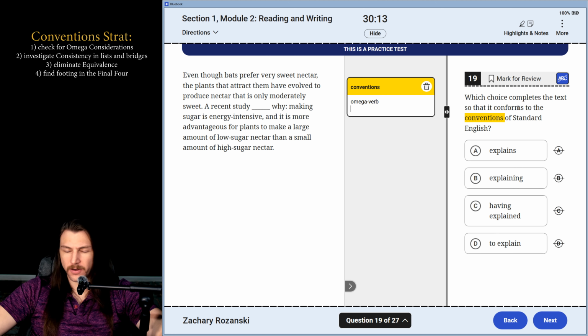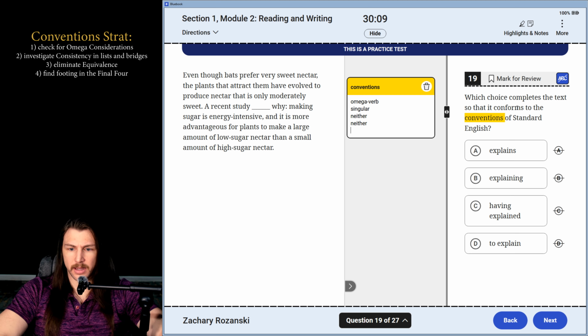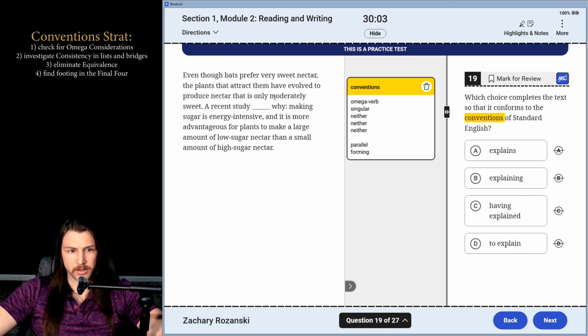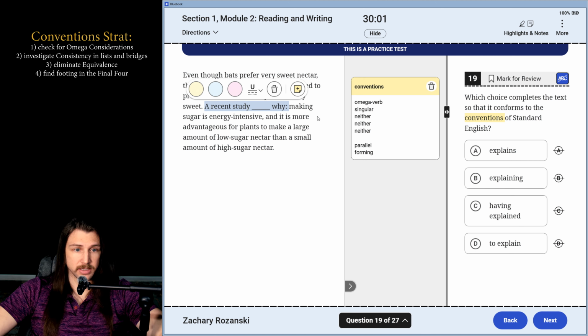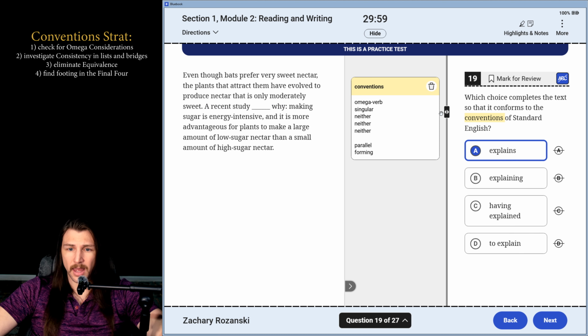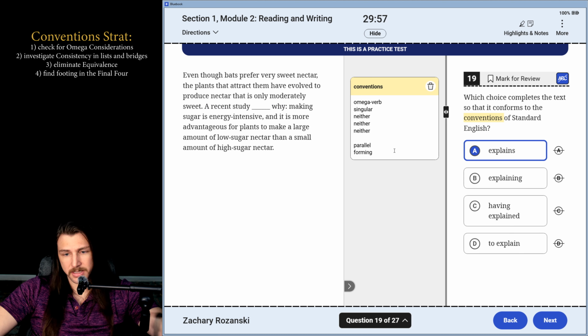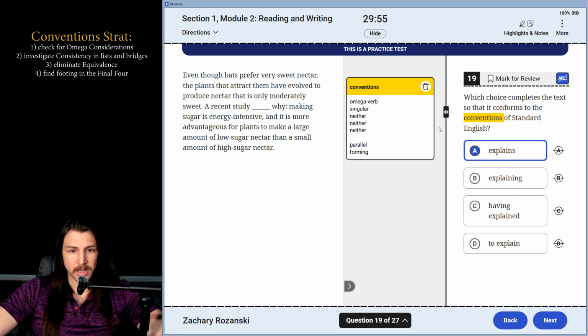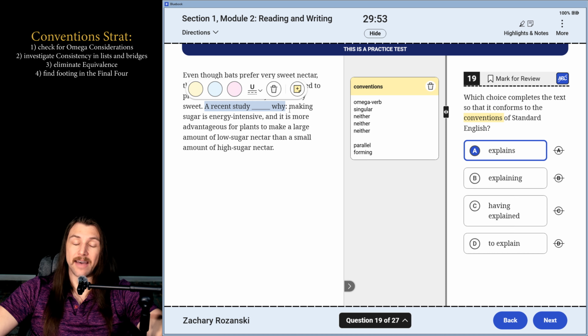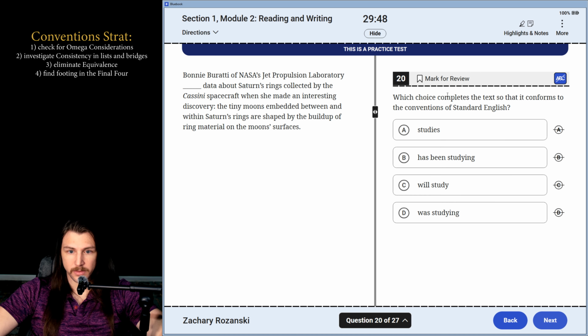19. Conventions again. What do we got here for the omega consideration? We have verbs, wild deja vu from the last one. We've got a singular, a neither, and a neither with the exact same setup. It's going to be either parallel structure or forming a clause. I'm going to look for an and. I certainly don't have one because I've got 1, 2, 3, 4, 5 words there. I'll bias the odd man out, and just like last time, it's going to be the odd man out. I need a verb that tells me when in order to have this independent clause, in order to satisfy the demands of this colon.